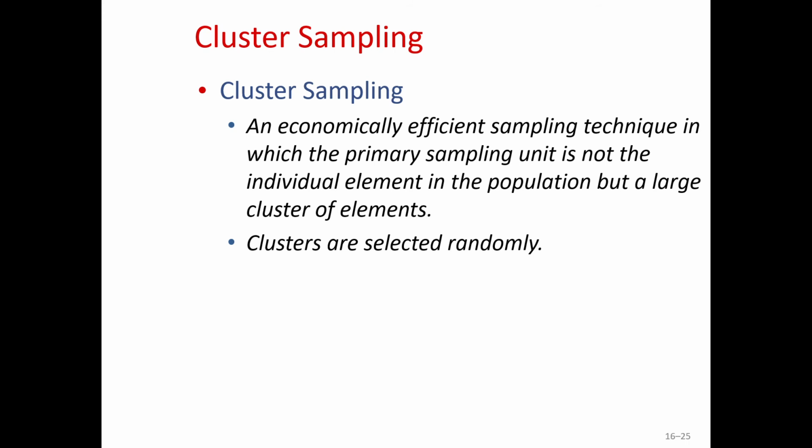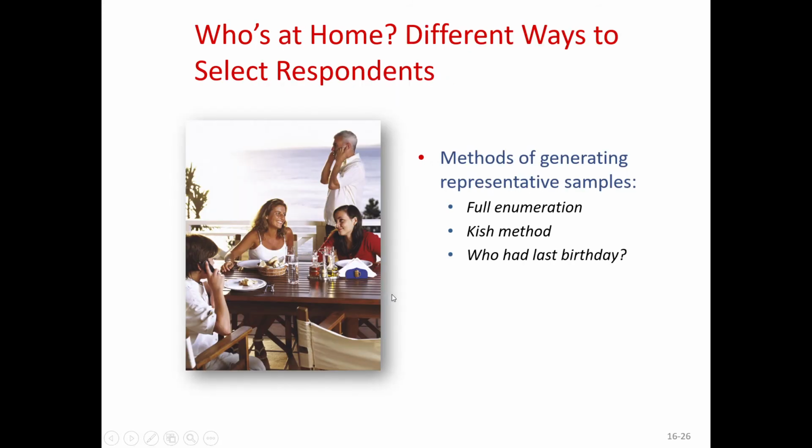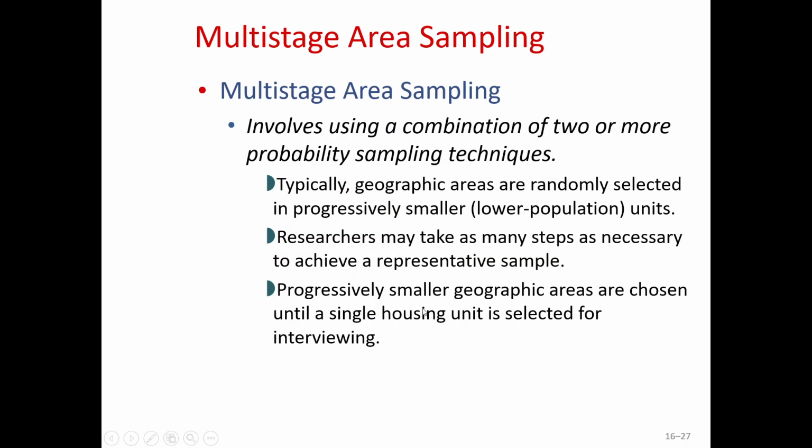But then problems may arise with cluster sampling if the characteristics and the attitudes of elements within the clusters are too similar, on the other hand. This is about clusters. How we can generate a relatively representative sample: full enumeration, cache method, and who has the last birthday. We just take some clusters randomly.